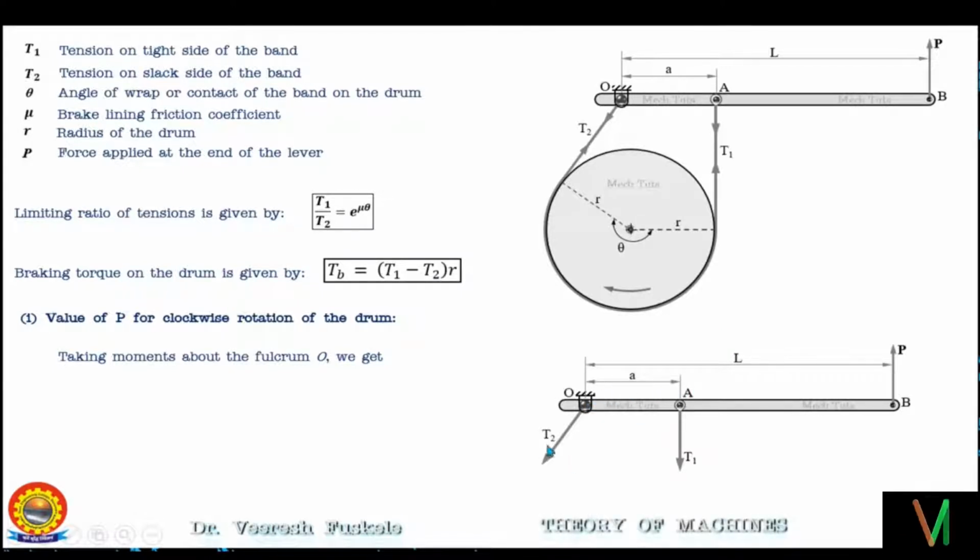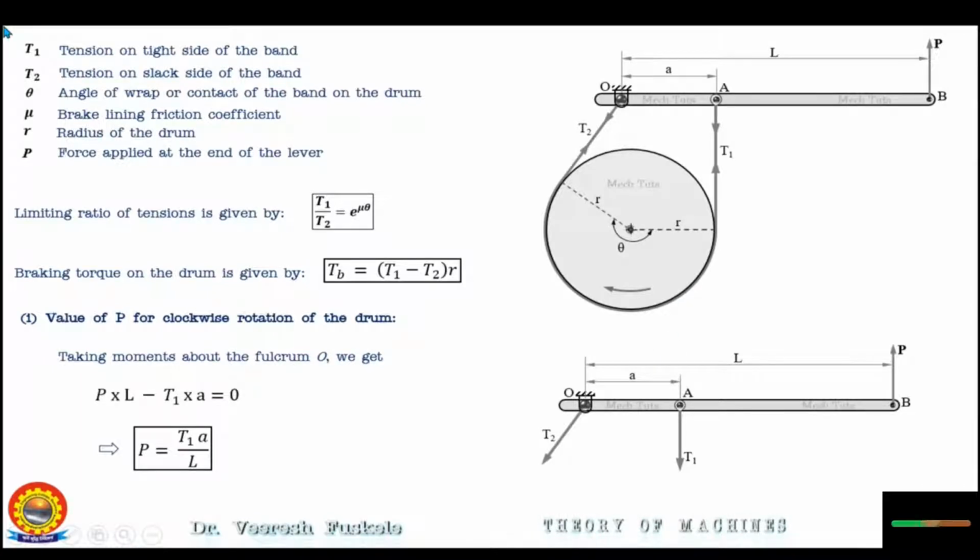As tension T2 is passing through the fulcrum point, its moment about O will be 0 as the distance of T2 from O is 0. So the moment equation will be PL - T1A = 0. PL is the anti-clockwise positive moment and T1A is the clockwise negative moment. So this will give us P = T1 × A/L. So this is how you can calculate the force applied in case of clockwise rotation of the drum.